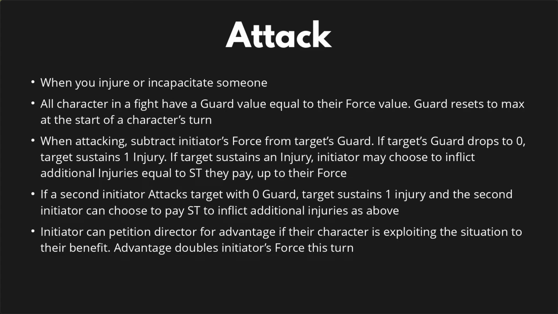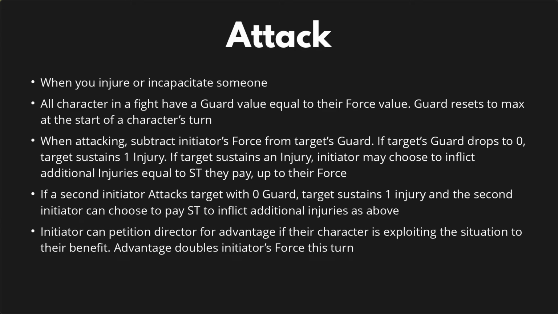So let's explore those now. One way that you can deplete someone's guard, if you're not able to do it alone, is you can lower their guard on your turn part of the way, and then your ally can take it the rest of the way. So if the first initiator attacked a target and lowered their guard to 0, and then it's not the target's turn yet, a second initiator can attack the target with 0 guard, in which case the target will sustain 1 injury, and the second initiator can also choose to pay spark tokens to inflict additional injuries the same way as we just described.